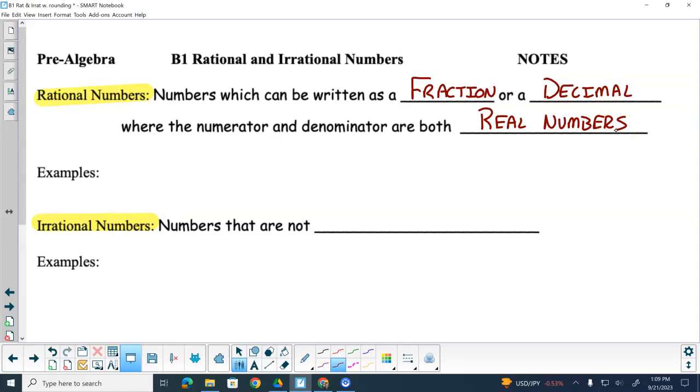Give me an example of a number that can be written as a fraction. Give me an example of a fraction. Can't be wrong in this one. 1/2 is a rational number because it's written as a fraction. Or we could write it as 0.5. Same thing, still a rational number. 9/16. Okay, that's another one.